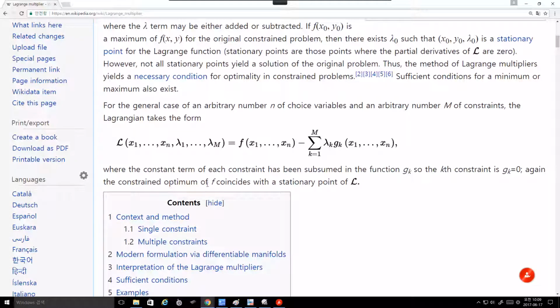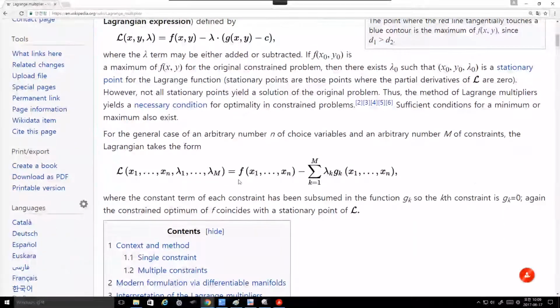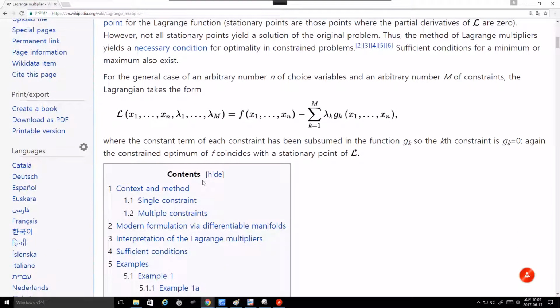Again, the constrained optimization of f coincides with the stationary point of this Lagrange function. So for this constrained optimization problem, what we do is basically we define a new function and we find the critical point of this one, the critical point in x and lambdas. That's our strategy.